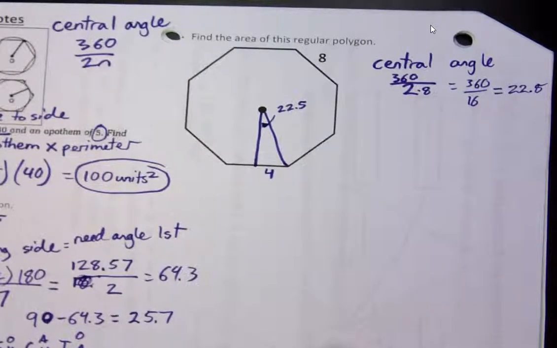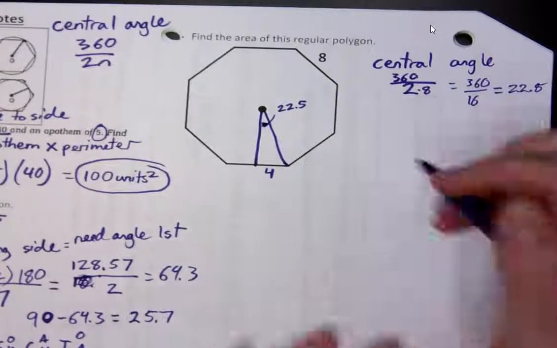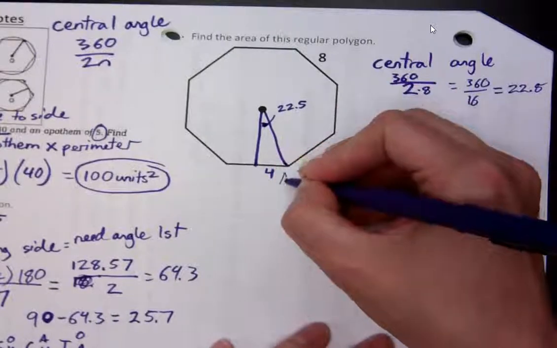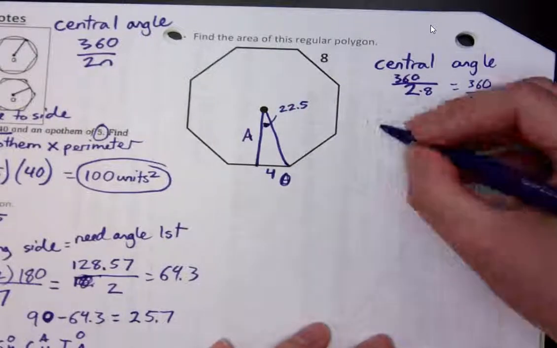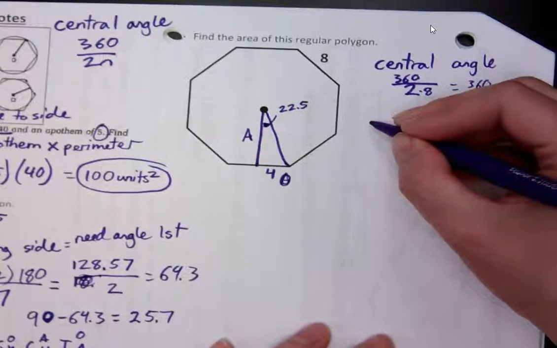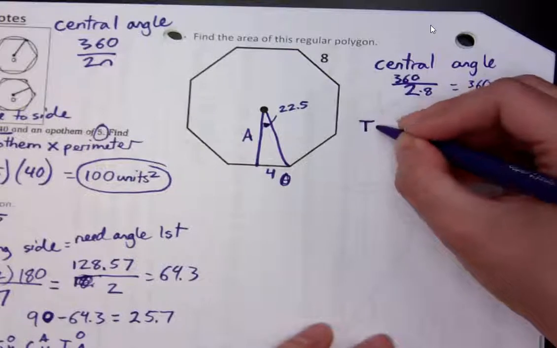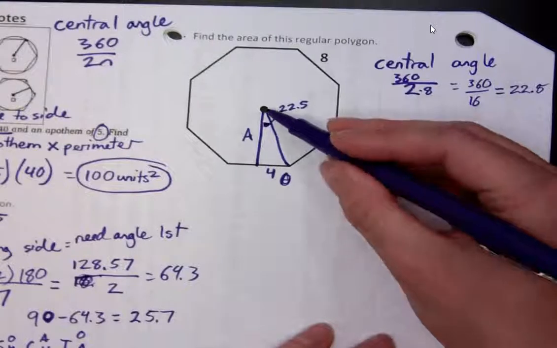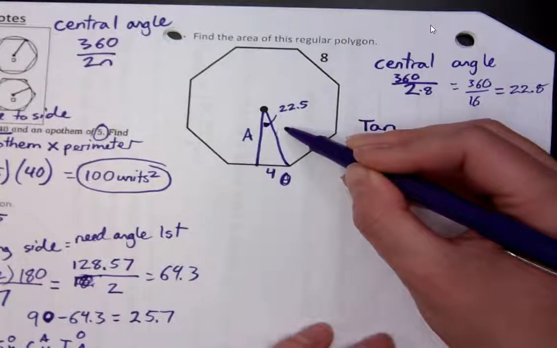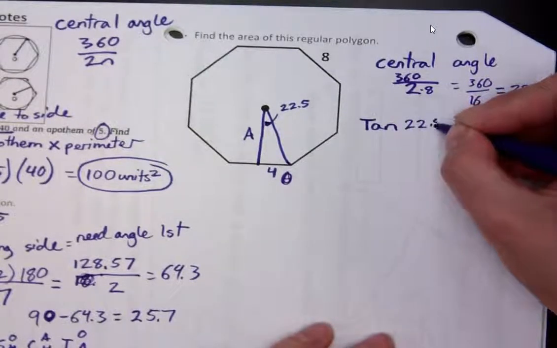22.5 minus 9. No, that would give me this angle. For the trigonometry, I have this, which is my opposite side. I need to find the adjacent side. When I have opposite, I need to find adjacent. No, it's definitely tangent. Anytime we have O and A, sine and cosine are when we need to find the hypotenuse, which we don't ever in this type of problem. So it's going to be tangent 22.5.